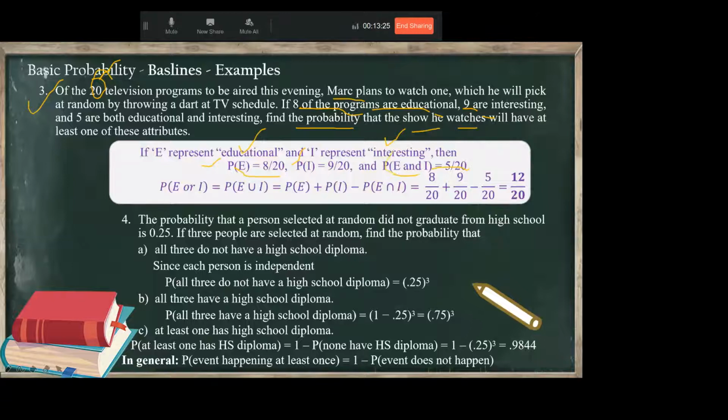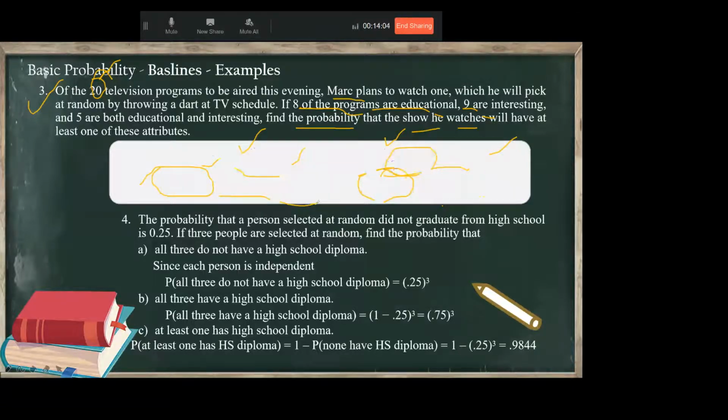So now here you will see what we have learned about intersection, how to get the probability of A intersection B, which means common, right? That both interesting and educational. So we always use "or" means addition, right? So probability of 1 plus probability of 2 minus probability of what is common. So what is common? How many are common? 5 are common. So that's how we calculate the probability of E or I. Do you understand this one?